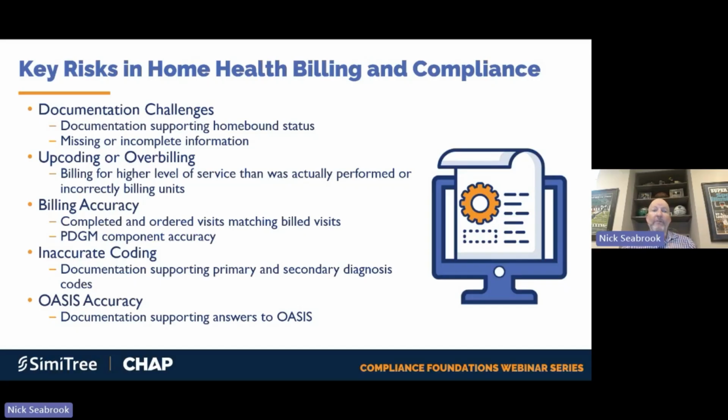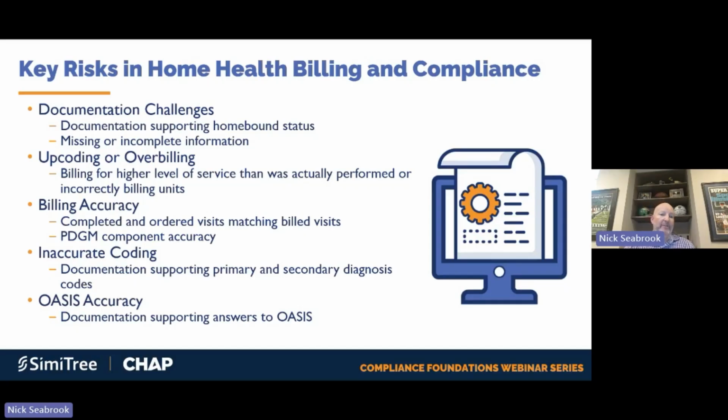Same with the functional scoring, where we know that that's all going to be based on the OASIS answers, as well as your comorbidity adjustments. You don't want to be in a situation where the information doesn't match, and now all of a sudden you're in what could be viewed as upcoding because you're including higher clinical high diagnosis codes that result in higher reimbursement.